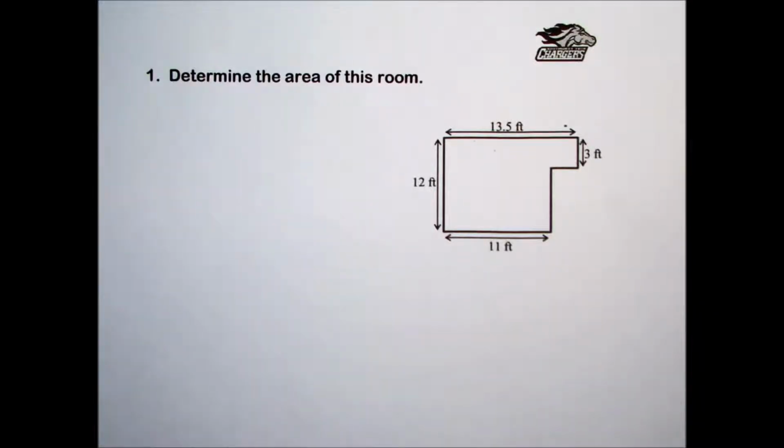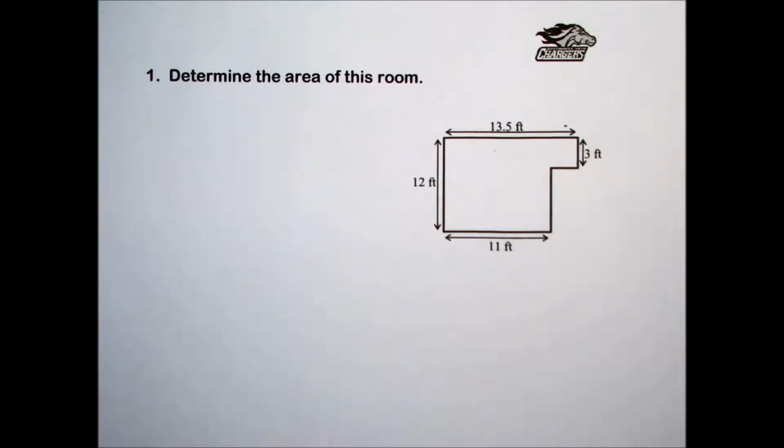Practice set 7, problem number 1. Determine the area of this room. Unfortunately, there is no area formula for such a complex shape. In a situation like this, the strategy is to break the figure into 2 or more basic shapes.